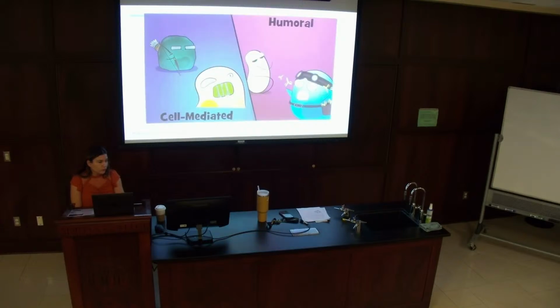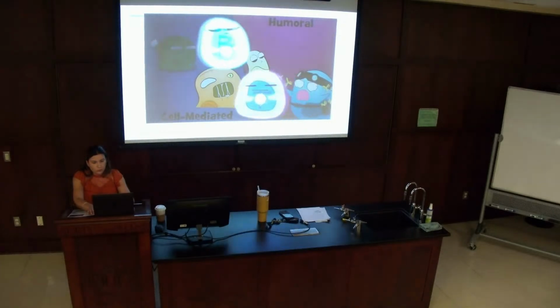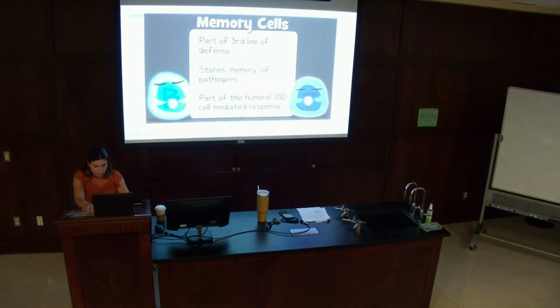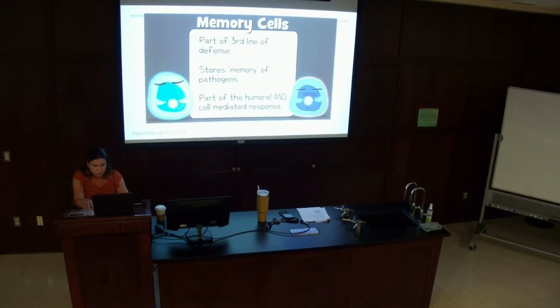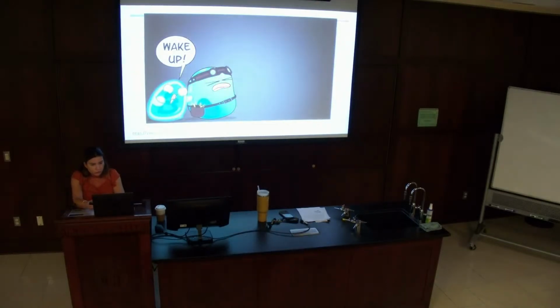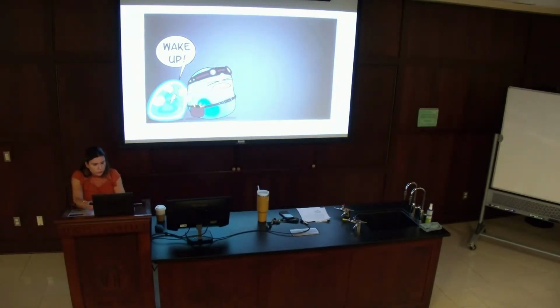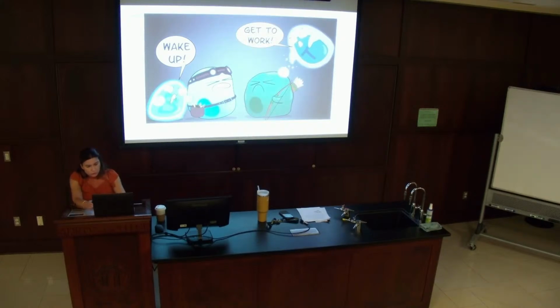Now, we do want to mention that both in the humoral and cell-mediated response, there are memory cells. There are memory B cells and memory T cells. These cells keep a memory of the antigen they were exposed to. Memory B cells can activate plasma B cells, which will make antibodies. Memory T cells can activate cytotoxic T cells, which will go after infected cells.